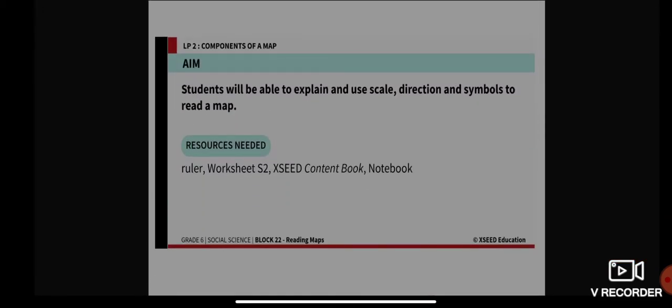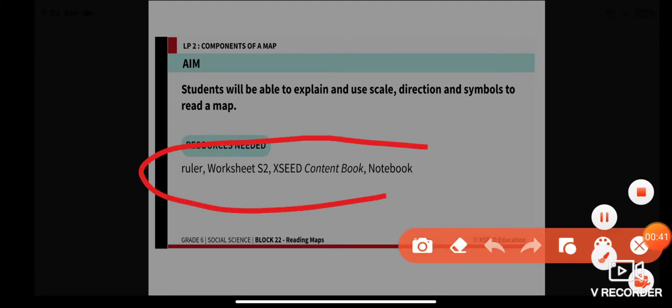Alright, our aim for today is that students will be able to explain and use scale, direction, and symbols to read a map. Alright, the resources needed are your ruler, your worksheet S2, your exit content book, and your notebook. So please, beforehand, get ready with these resources that you'll be needing.